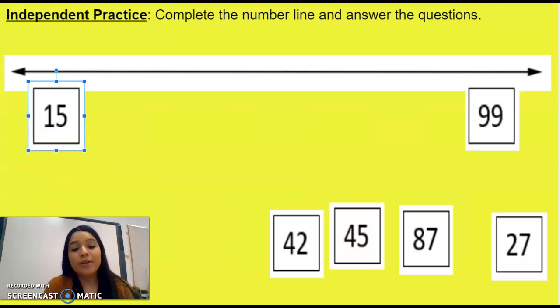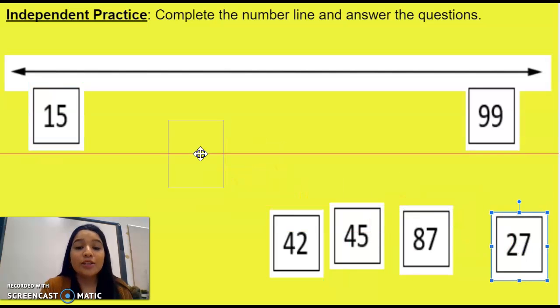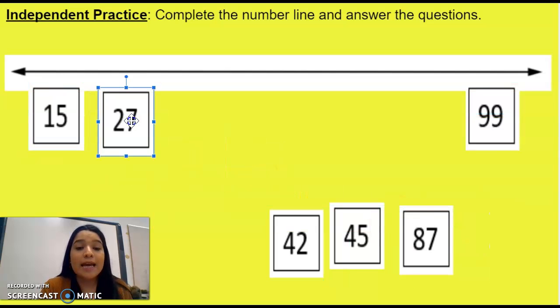I have a number line, so I went ahead and gave the first number and the last number. So our first number is 15, and our last number is 99. And I have 4 numbers left. So let's see. What comes after 15? 42, 45, 87, or 27? What can come after 15? Awesome. If you said 27, that is right. That is correct. 27 comes next.